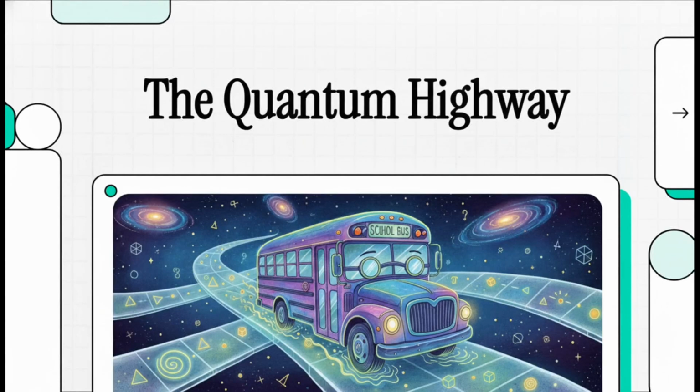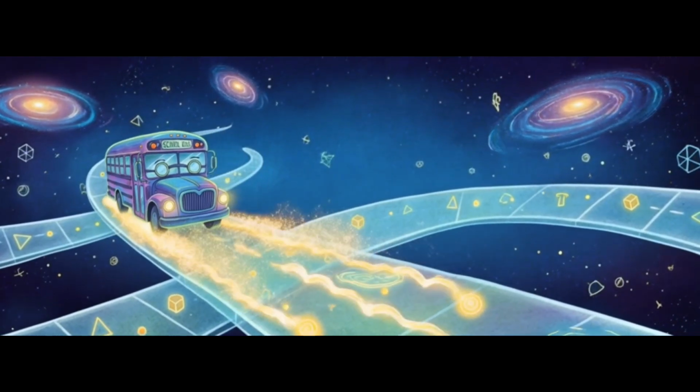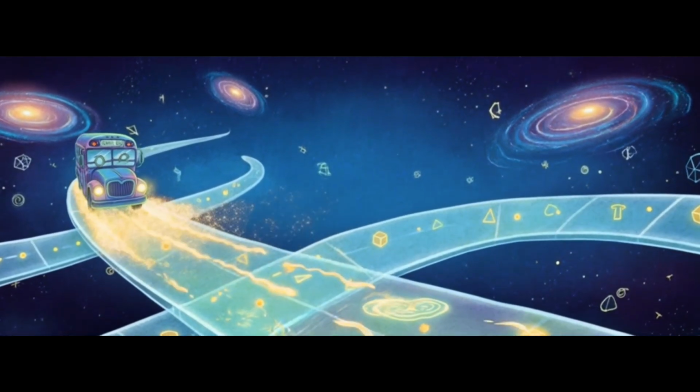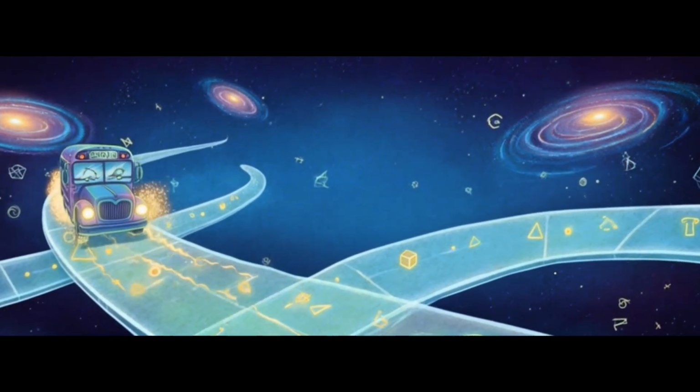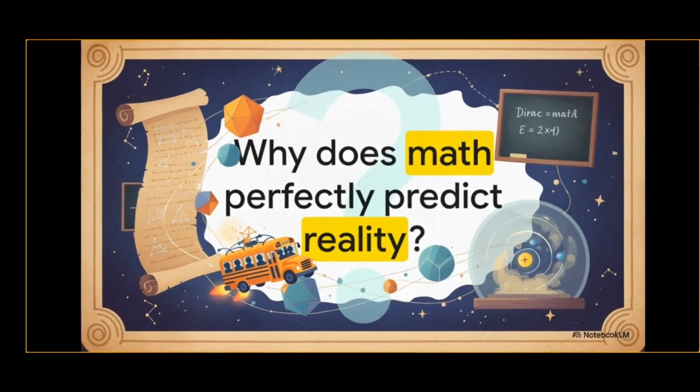Let's dive into this. Today, we're taking a trip. I want you to imagine we're hopping onto a quantum version of a magic school bus, taking a ride straight down the fundamental highway of reality itself. We're going to explore how abstract numbers literally generate physical particles, and we'll do it by looking at the specific geometric lanes those particles actually travel in. Buckle up, it's going to be a wild ride.